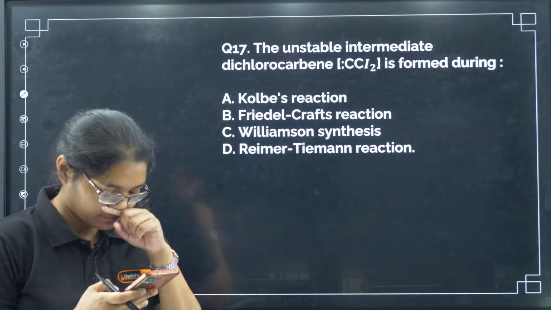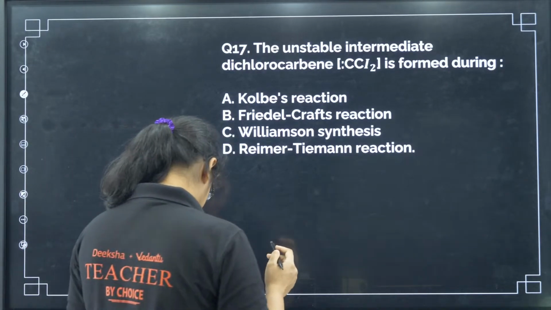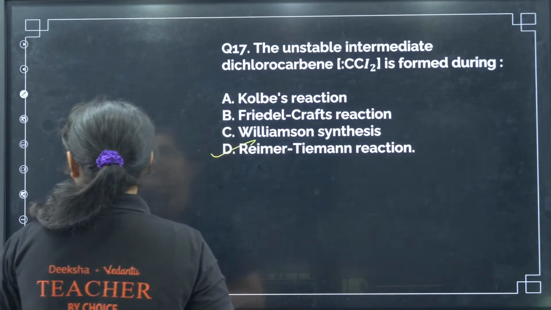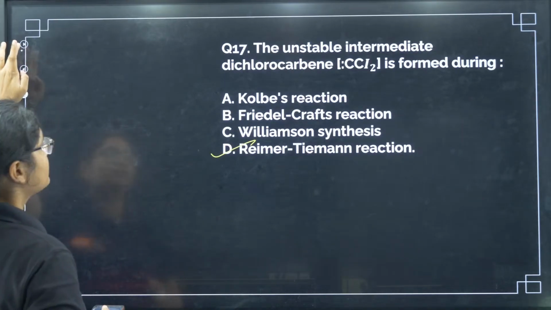Methanol will not give you iodoform test. Okay, 17th D, yes, Reimer-Tiemann reaction, we get an intermediate which is CCl2 carbene.